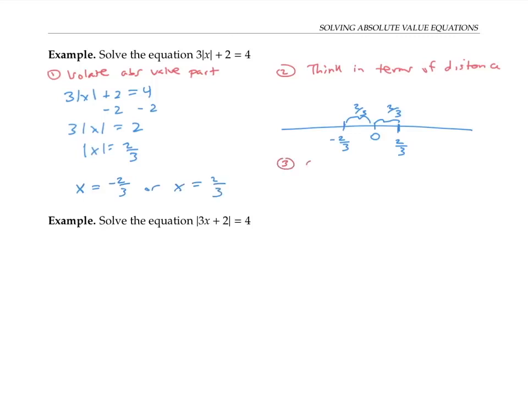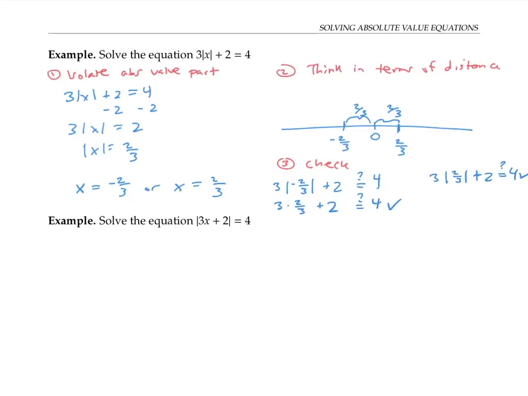I can check my answers by plugging in. 3 times the absolute value of -2/3 plus 2, I need to check if that equals 4. Well, the absolute value of -2/3 is just 2/3, so this is 3 times 2/3 plus 2, which works out to 4. Similarly, if I plug in positive 2/3, it also works out to give me a correct answer.